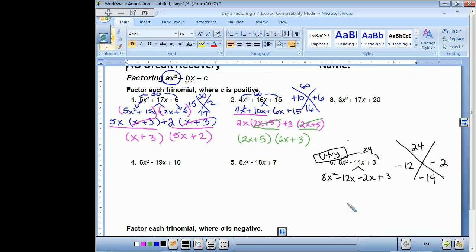But what happens is that our parentheses will be reversed. The binomials will just be reversed. So if you put the negative 2 first, we're still going to get the same answer. Our parentheses will just be reversed.